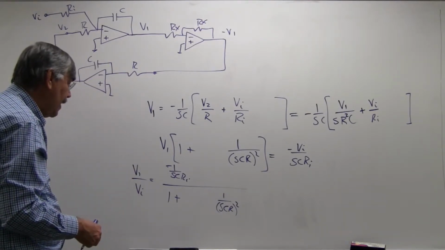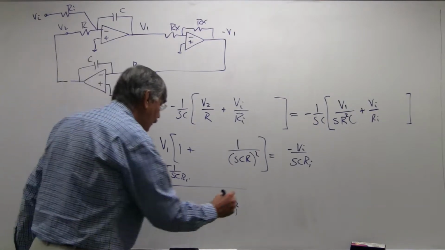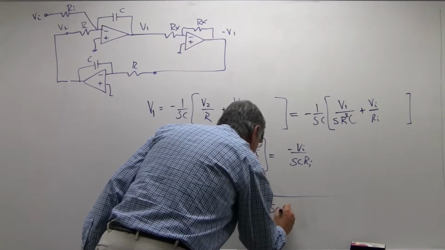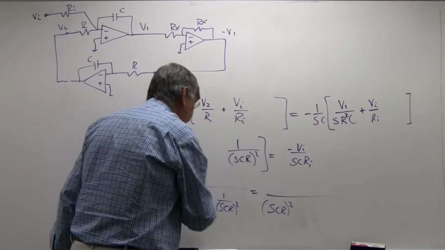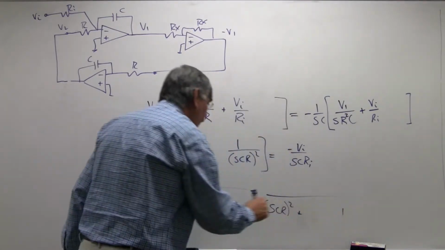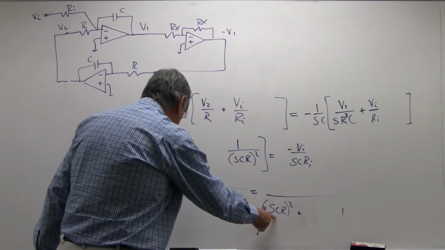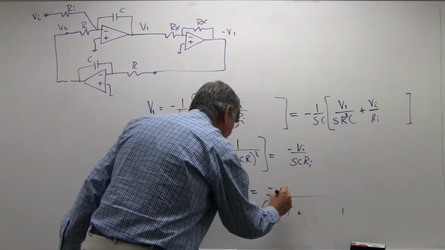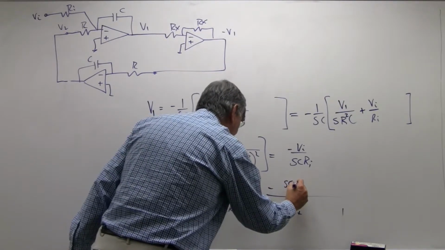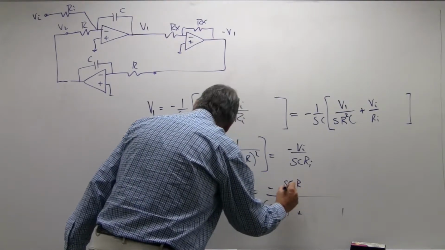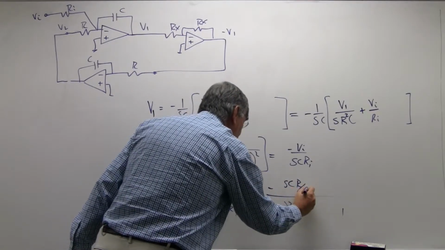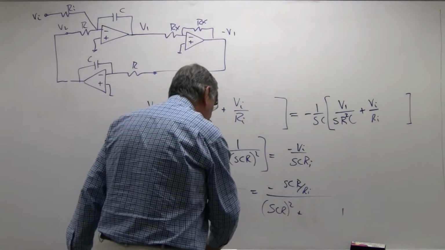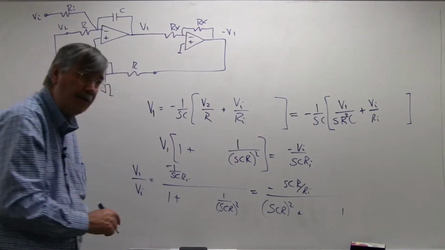I can multiply top and bottom by SCR squared and get this into another form if I want to, which I guess I do. And so this is going to leave me with SCR, the whole thing squared, plus 1. You see I'm leaving room for something here. And in the numerator, the SCR squareds are going to cancel, and I'm going to get a minus sign. I'm going to get an SCR over R sub I. I think that's right.